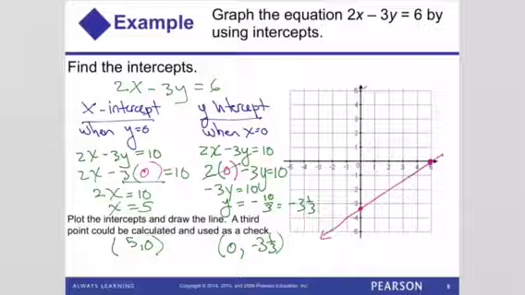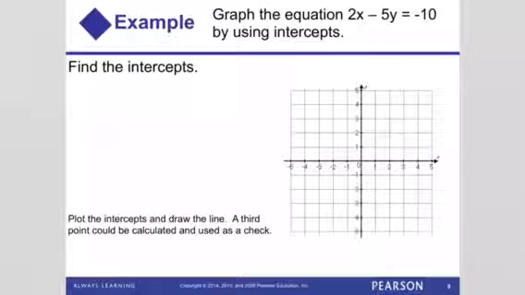There's my line. Remember, it goes on forever and ever, so it has arrows on both ends. And that is how you graph a line using x and y intercepts. So it's pretty handy. Now, here's the next one.